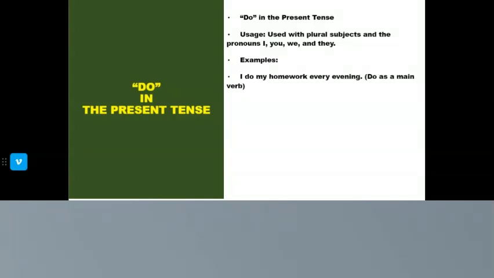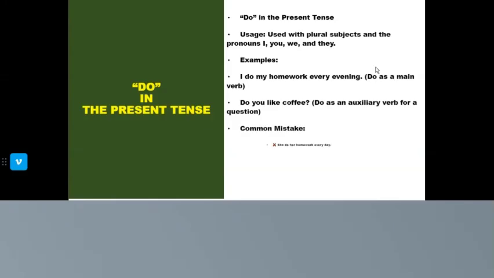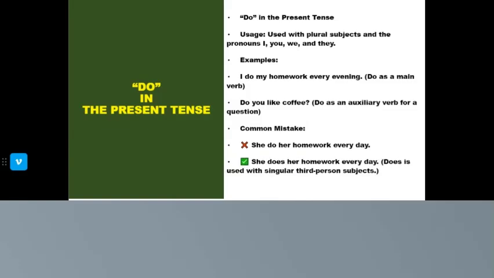I do my homework every evening. Do as a main verb here, as we earlier saw. Do you like coffee? Do as an auxiliary verb for a question. Okay. Then there is a common mistake associated with this. For example, she do her homework every day is wrong. The correct thing is to say she does her homework every day, because does is used with singular third person subjects, while do is used with plural subjects. Okay.